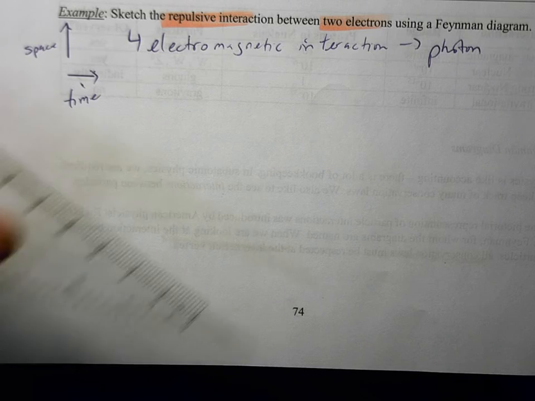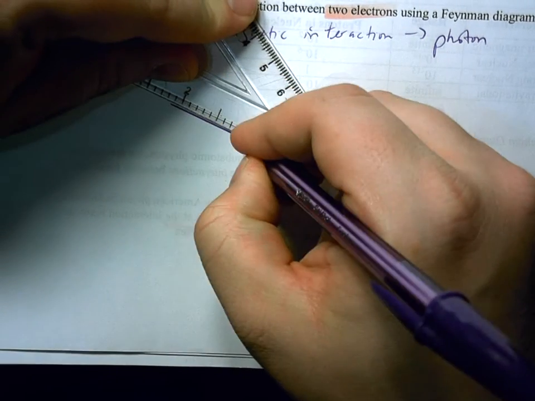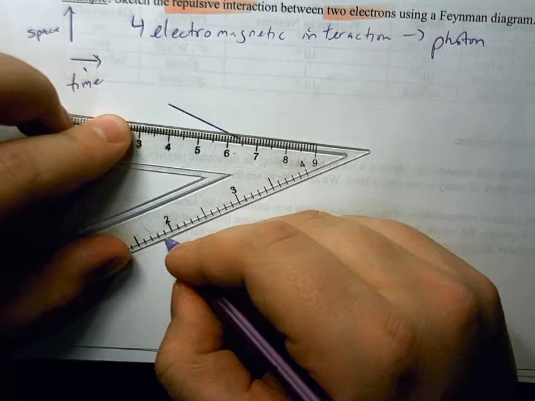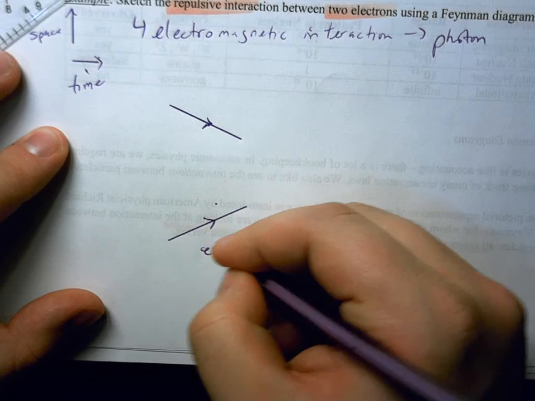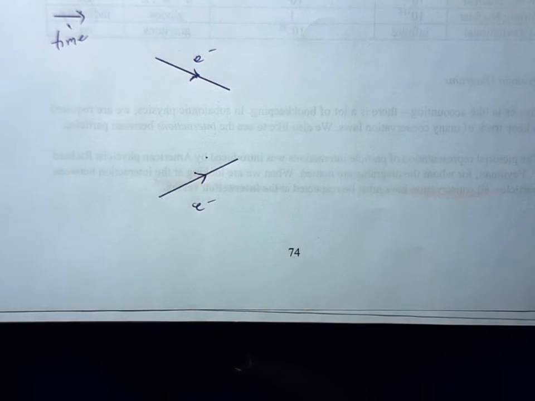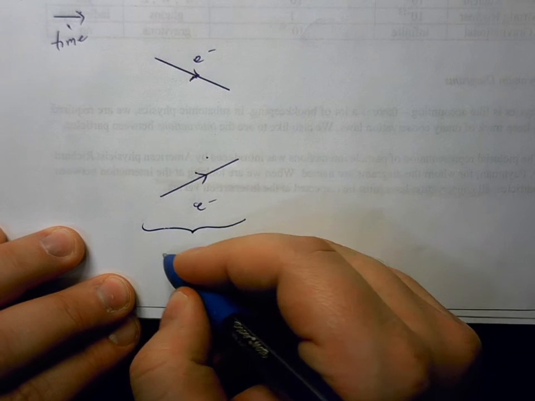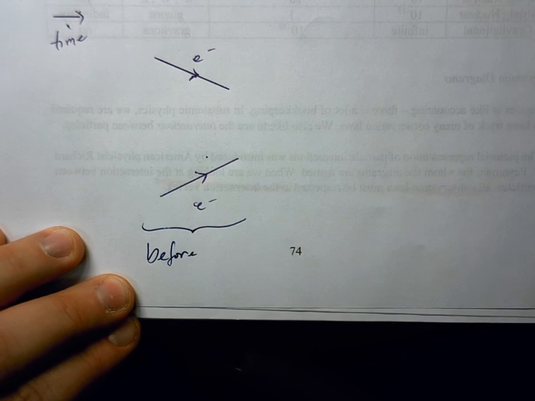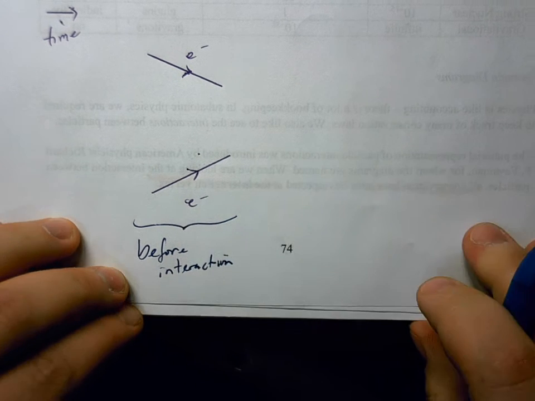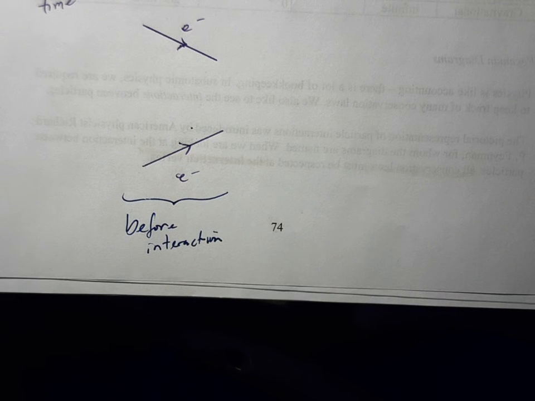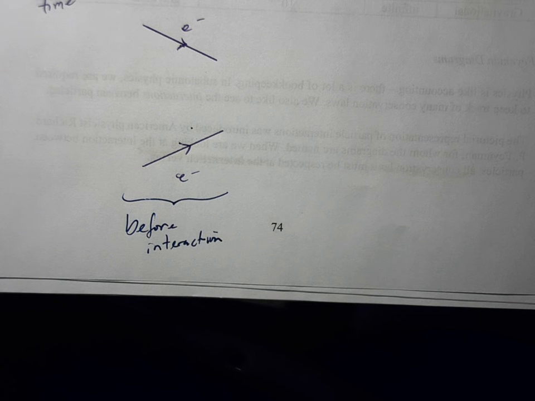So before the interaction, we're going to have two electrons coming towards each other. So I'm going to just draw two electrons approaching each other in space. So these are my two electrons that are approaching one another. Now, this is before the interaction, so before the electromagnetic force kicks in. So we have them both going towards the right because time is advancing on the right. We have them physically approaching each other in space.